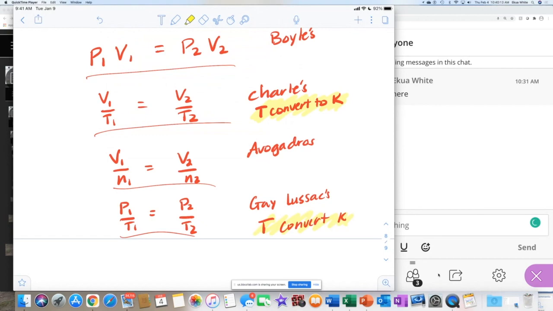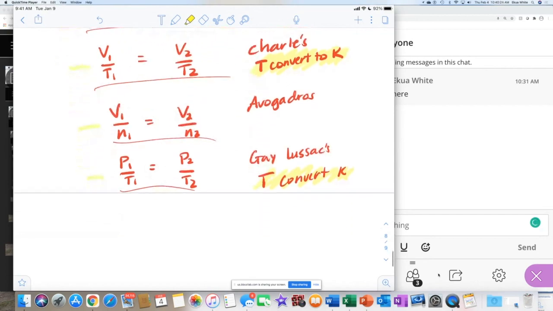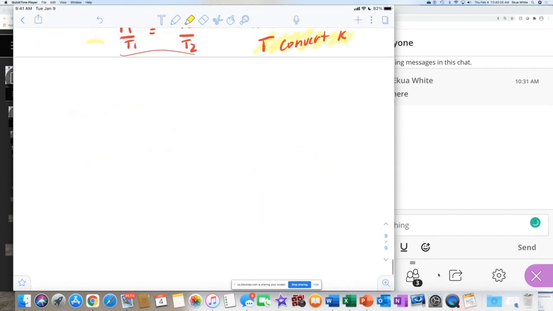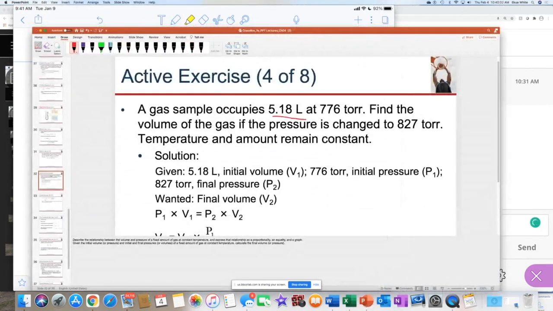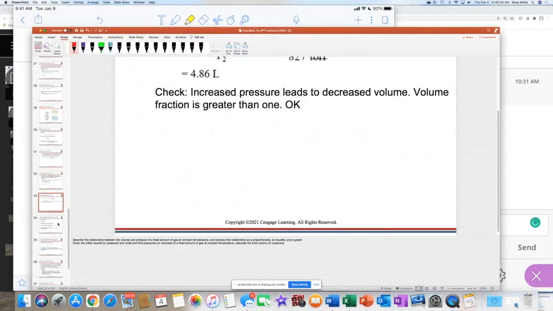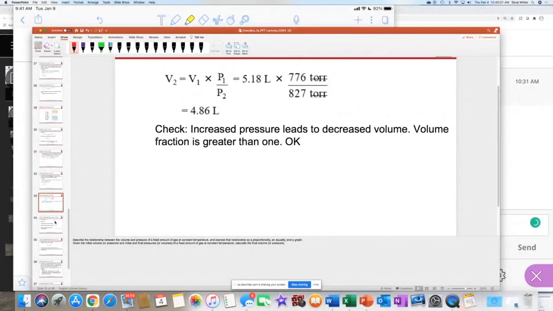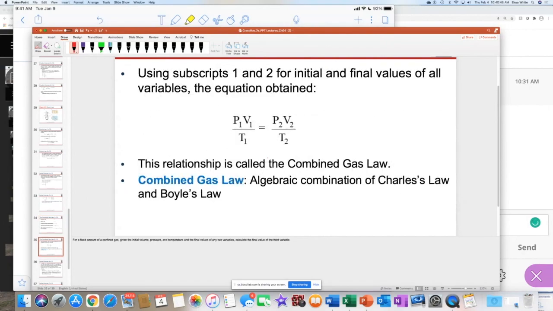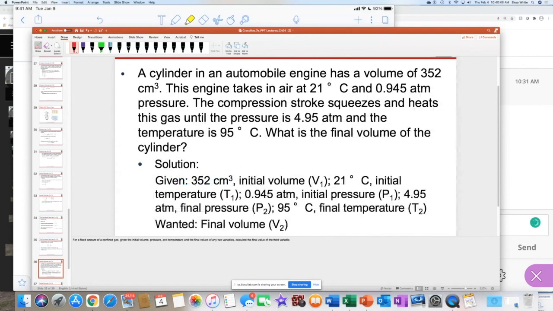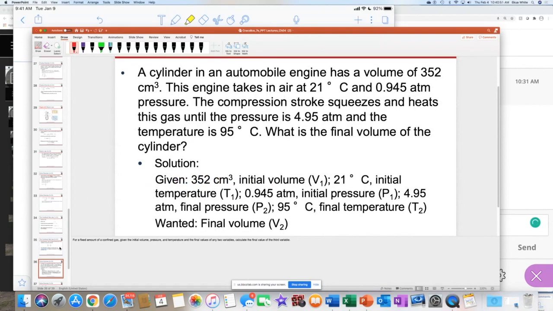Okay, so you're picking from either this or this or this or this, or the combined form if the question we're working on asks for more. Okay, so let me see what the next question in the PowerPoint slide says, and then we'll continue. We did this one. Let's see what they got. Oh, 4.86. Oh yeah, they summarize the laws here. So now I'm moving on to this next one. Oh, the combined gas law. Talked about that. Is this a combined gas law question? I don't know. Let's see.